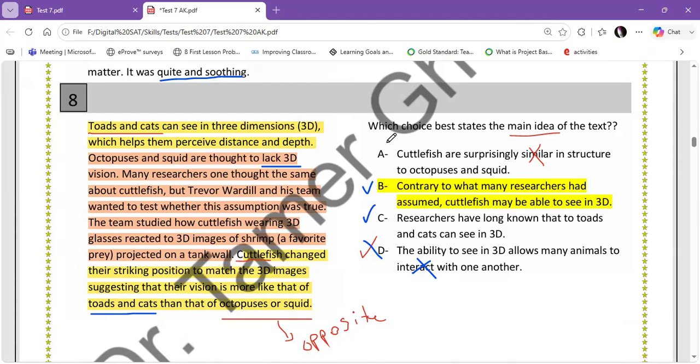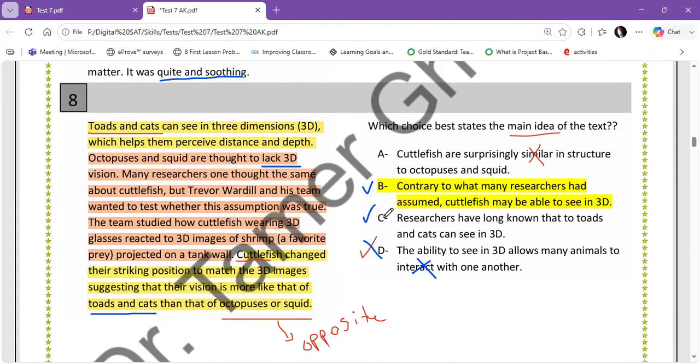So it can be. C. Researchers have long known that toads and cats can see in 3D. Yes, he said toads and cats can see in 3D. D. The ability to see in 3D allows many animals to interact with one another. We didn't talk about interaction. We didn't talk about interaction. So the answer now is between B and C. What we're going to do now, Nardine, is read the whole text, but don't return to A or D.